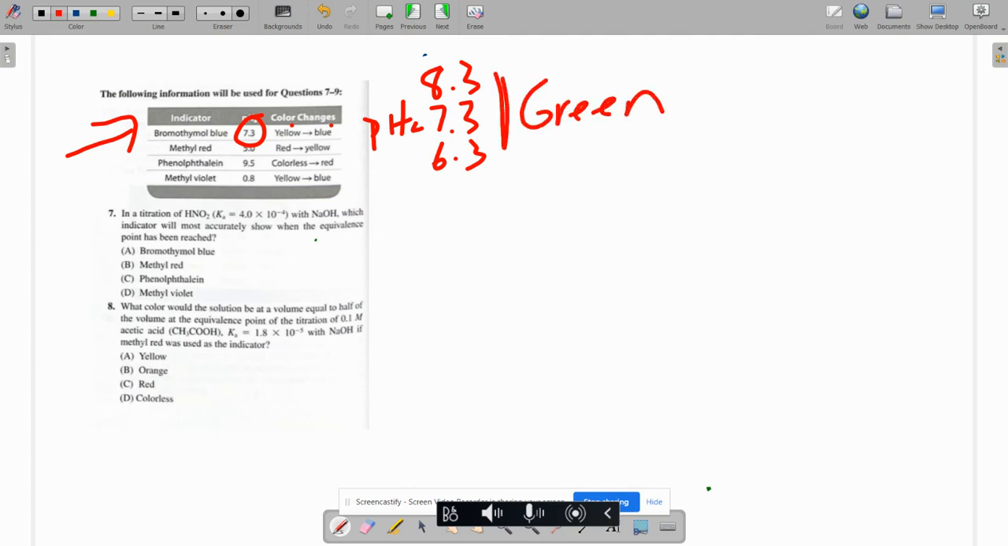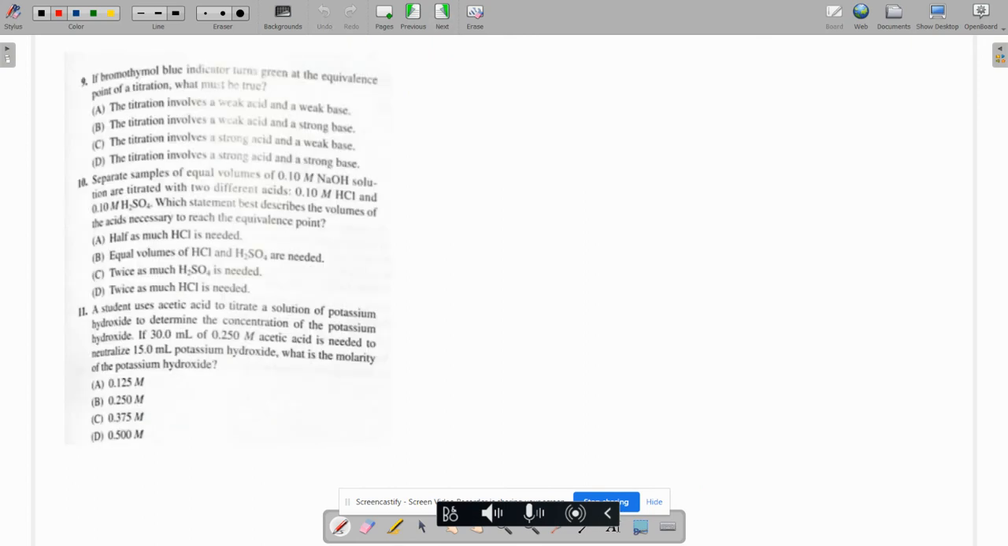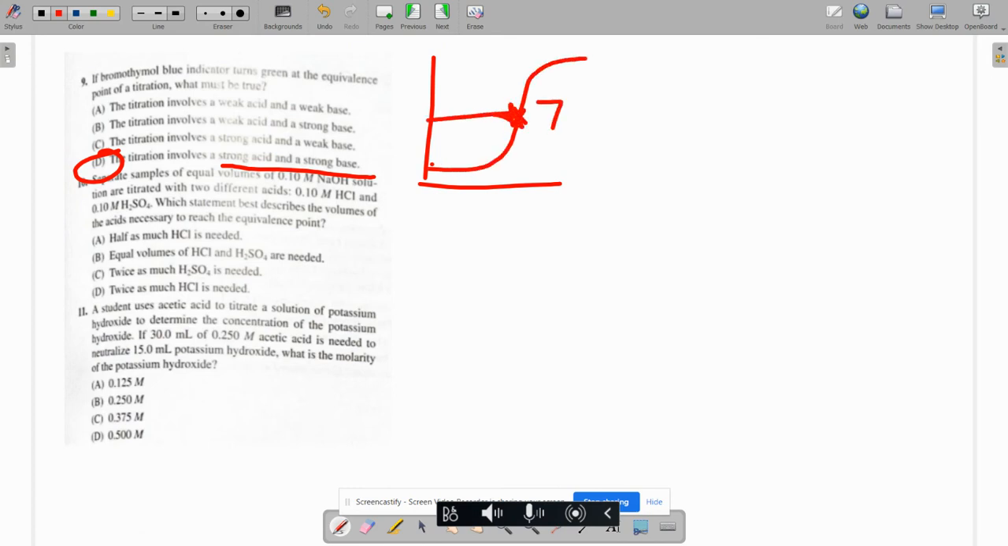So what would you be titrating if your equivalence point is pretty close to neutral, which is what I'm seeing here? When I go back to my choices, that's why I thought D was the best answer, because the titration involves a strong acid and strong base. The one thing I know about that titration is that no matter what, the pH is going to be pretty much right at 7 for the equivalence point.